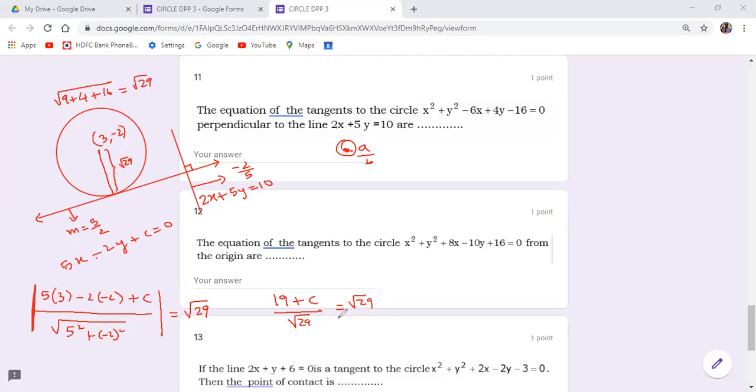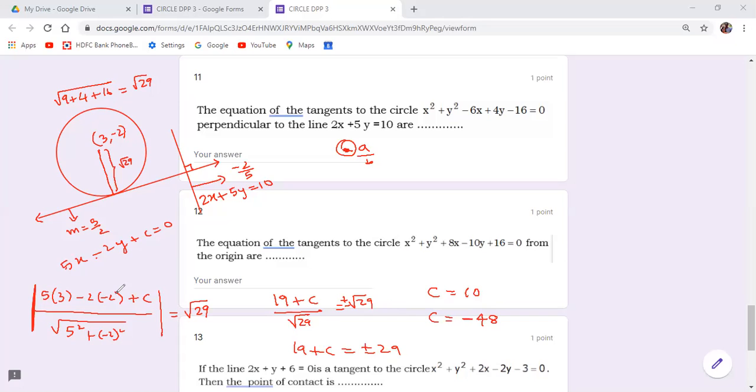So the numerator, I can say, is plus or minus 29. So 19 plus c is plus or minus 29. Therefore, c's value is either 10 or c's value is minus 48.